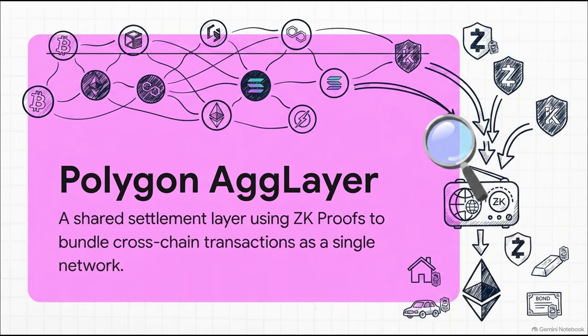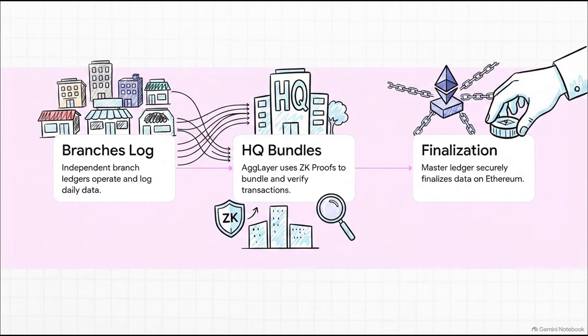You can think of this as a sort of universal translator. It's a shared settlement layer that uses incredibly advanced cryptography, specifically zero-knowledge or ZK proofs, to bundle transactions from dozens of different blockchains and then settle them all on Ethereum in one single atomic transaction. Let's break that down with an analogy, because it's a bit dense.